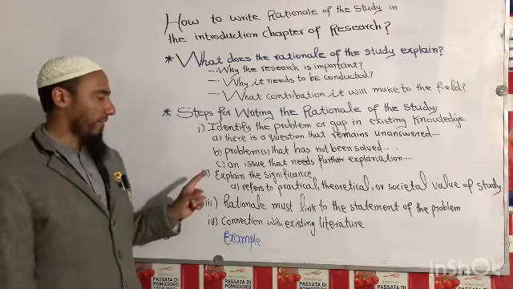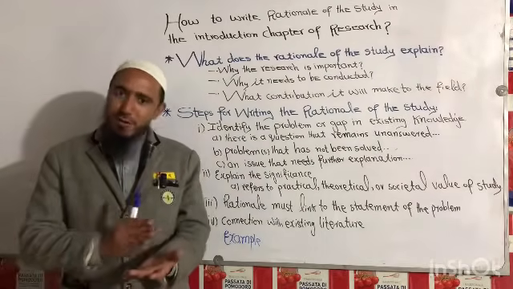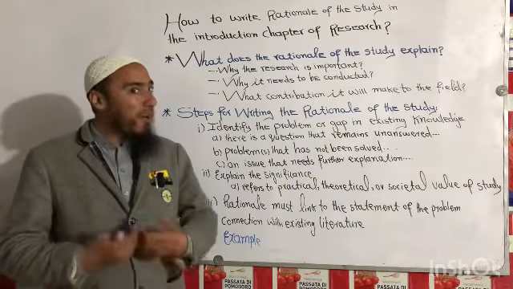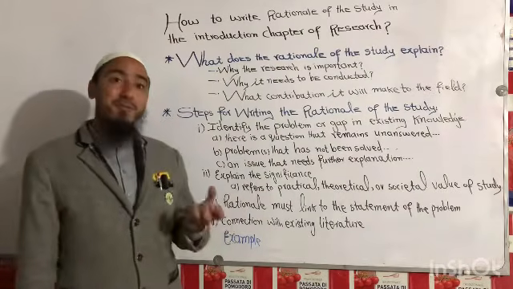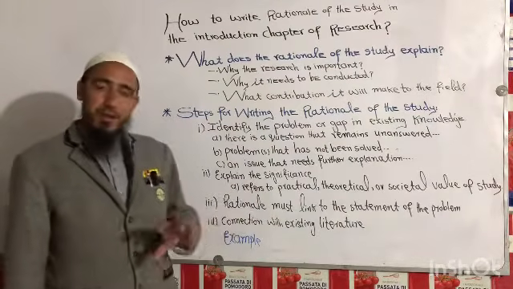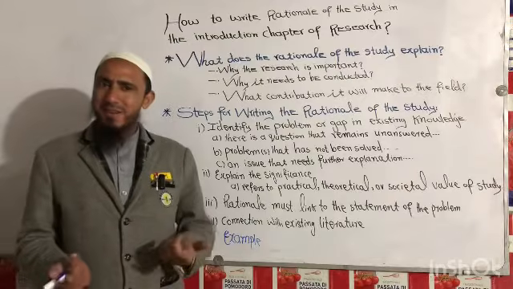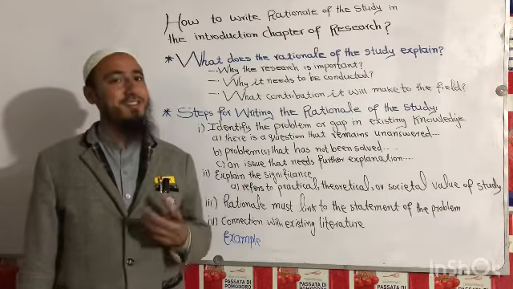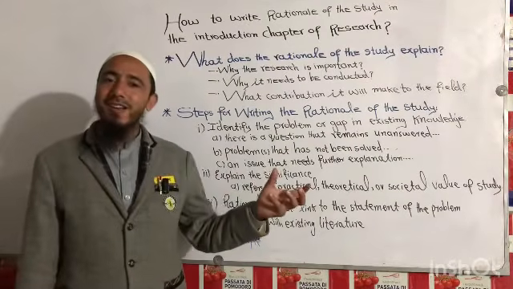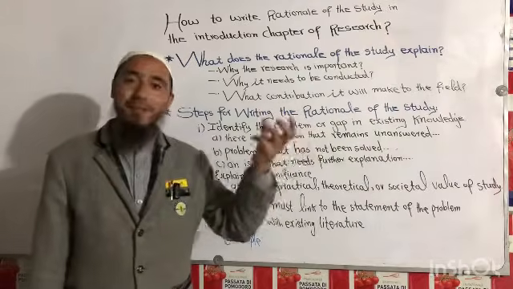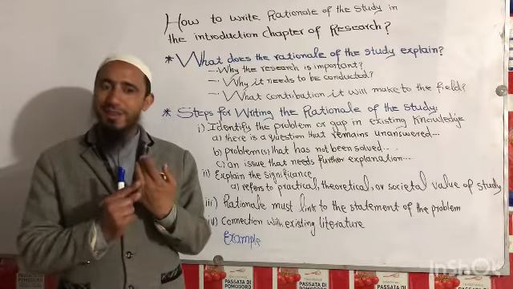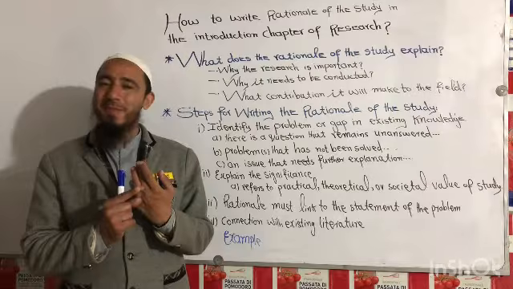Second step is very important. Explain the significance. Wherever you are showing rationale of the study, definitely you will justify why you are conducting this research. So you have to mention the significance as well. What is meant by significance here in rationale of the study? This is also an interesting question. Significance of the study here refers to the practical, theoretical, or societal value of the study. What does it mean? It means why this study is important, why this is significant.